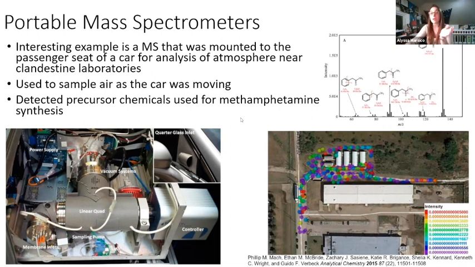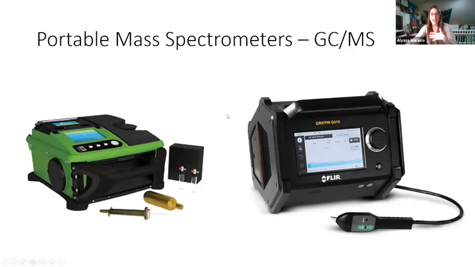So this is one of the first portable mass spectrometers, or the instances of them using it. Again, it was a home-built instrument, but nowadays we have actual commercial portable mass spectrometers. These are both commercial portable GC mass specs. This green one here, we have in the lab.